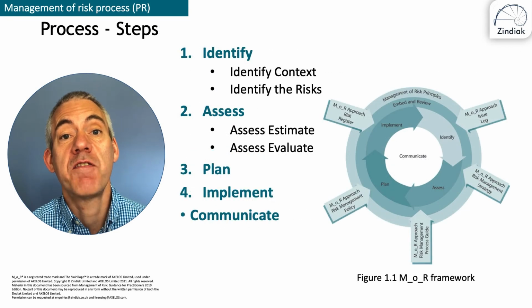On the slide to my left is the risk management process, and we can see all the steps. Identify, assess, plan, implement and communicate. The identify step is split into identify the context and identify the risks. The assess step is split into assess, estimate and assess, evaluate, where we estimate individual risks and evaluate the totality of risk to the activity. And at the heart of the process, communicate.